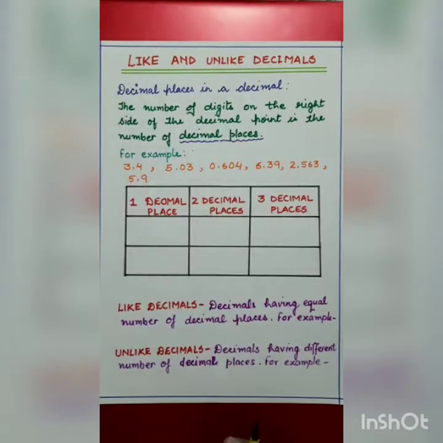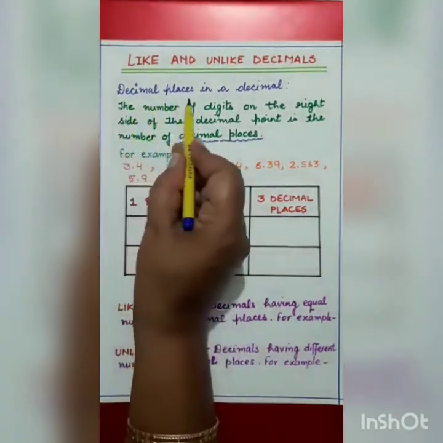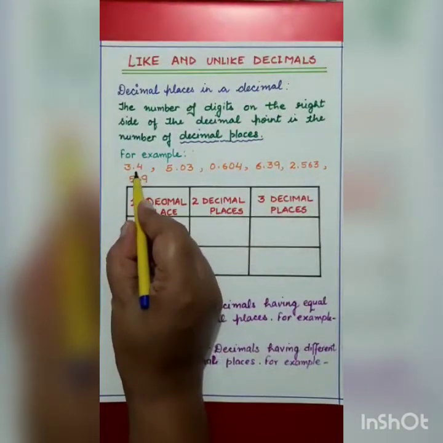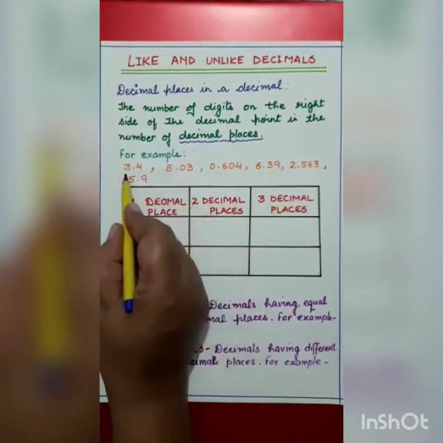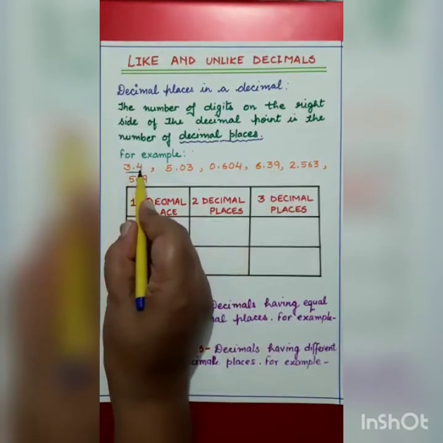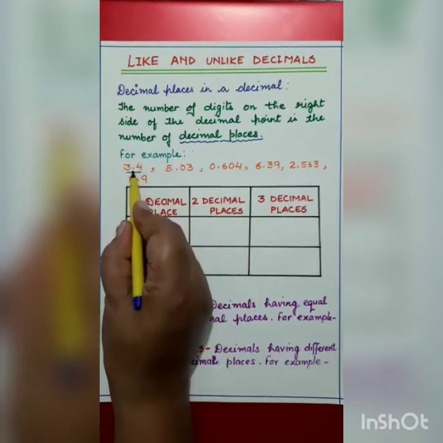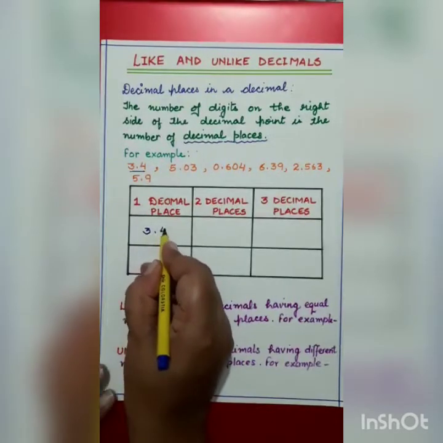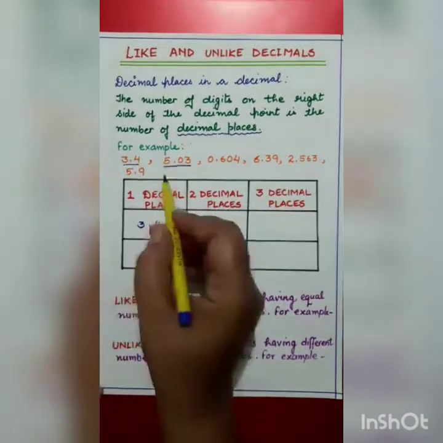Welcome to Academia Ambala. Today, we are going to learn about like and unlike decimals. For this, first of all, we should know the meaning of decimal places in a decimal number. The number of digits on the right side of the decimal point is the number of decimal places. For example, in 3.4, there is only one digit after the decimal point. Hence, it has one decimal place.